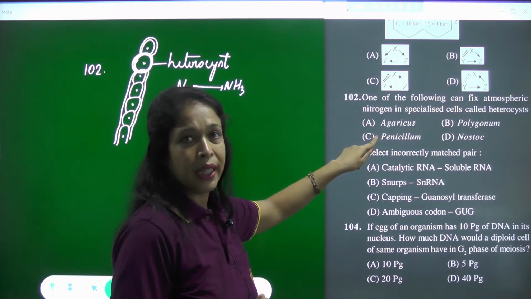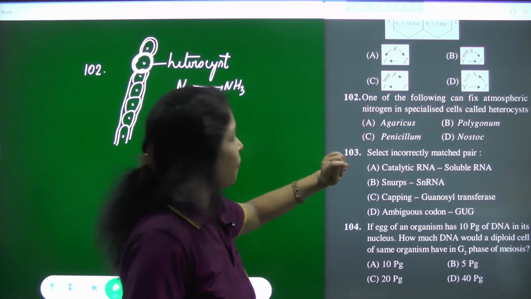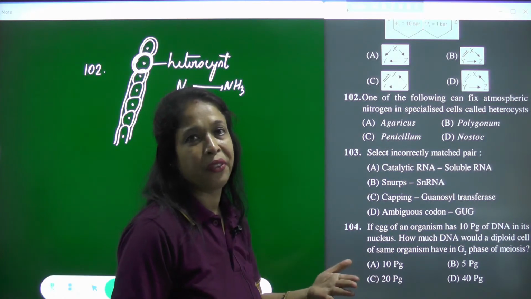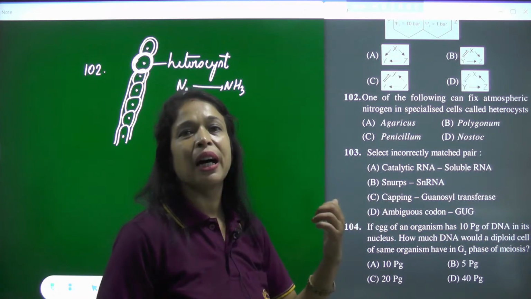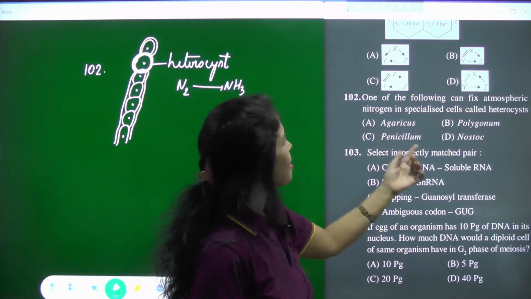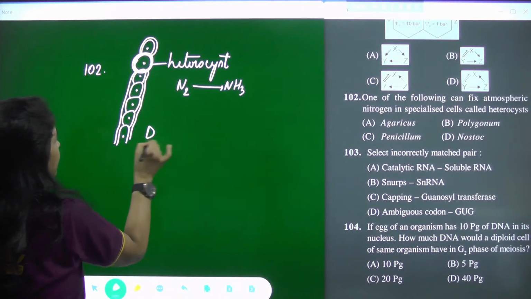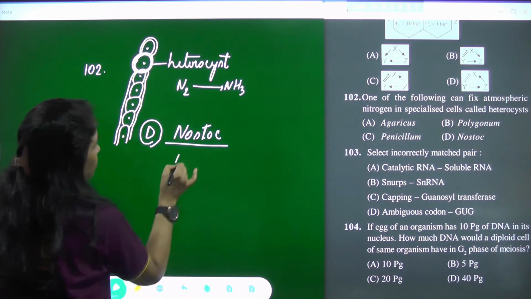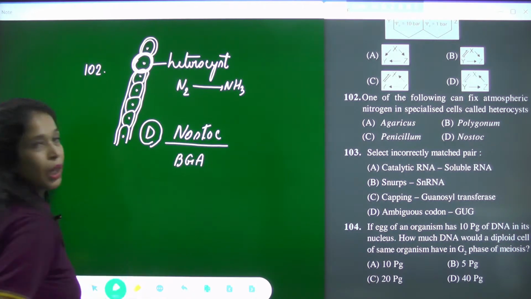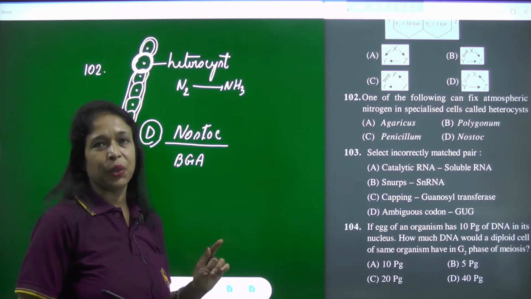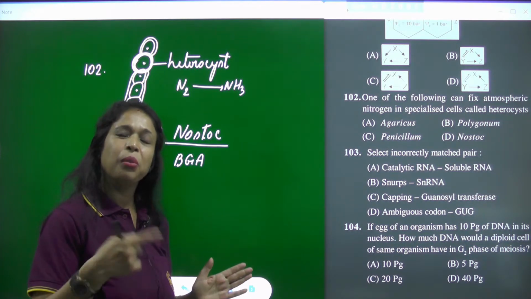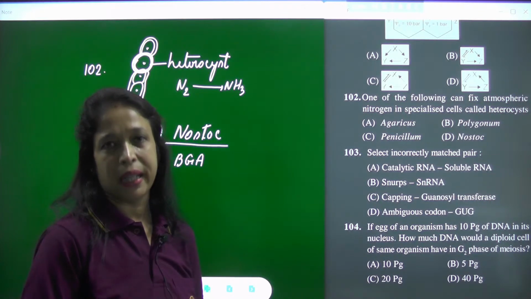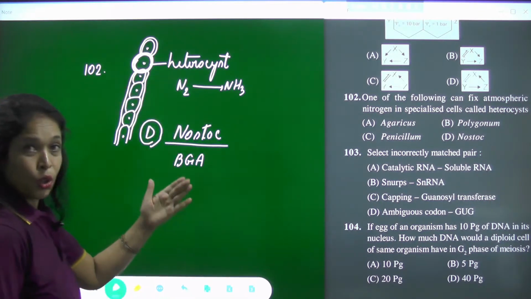Agaricus, you know, it's a fungus. It does not have the ability for nitrogen fixation. Second, Polygonum, it is an angiosperm, fine. It also cannot fix atmospheric nitrogen. Penicillium, again it's a fungus, right? So very easy. The last option, that is Nostoc. You know students, it is a filamentous cyanobacteria, blue-green algae, which can fix atmospheric nitrogen either in asymbiotic form or symbiotic form. It will come in both categories, free living as well as symbiotic, right? So hope you did it correctly.